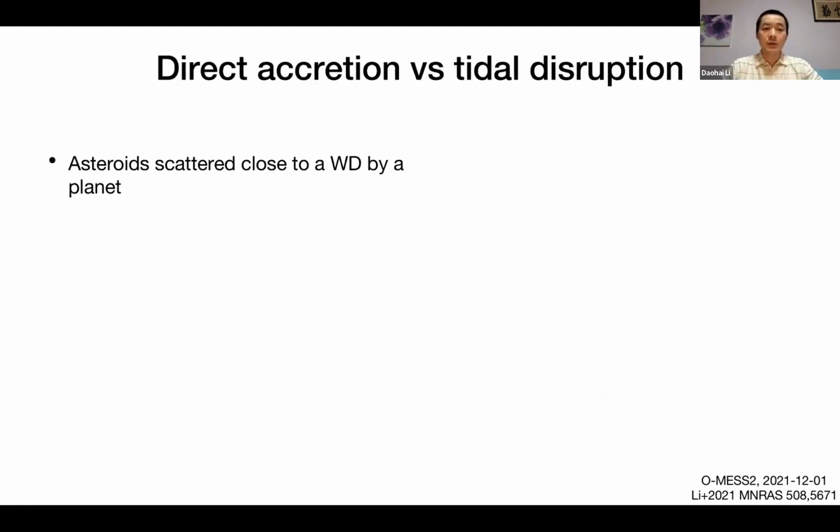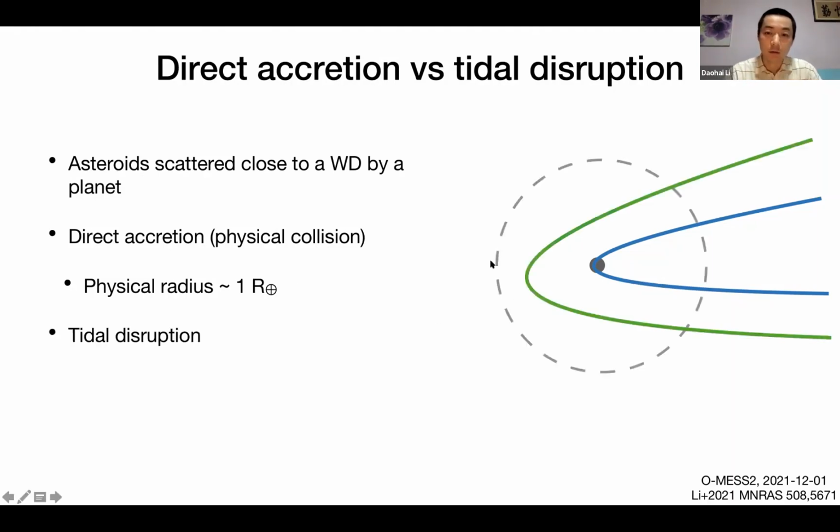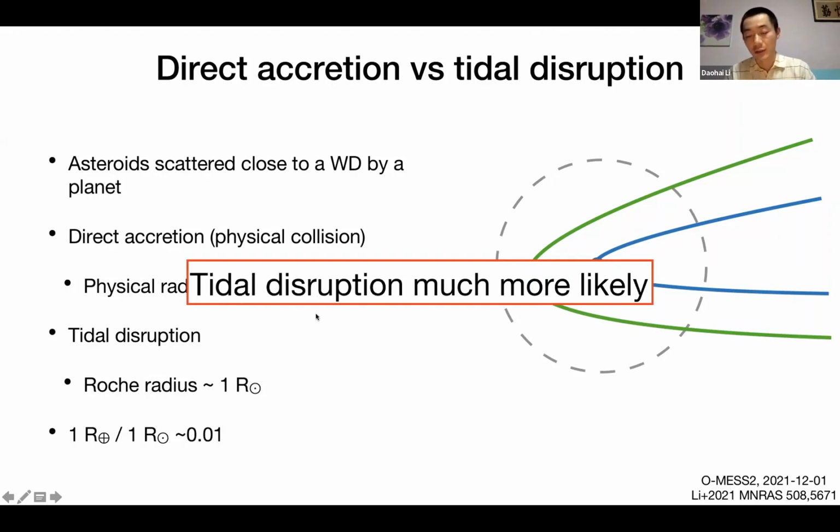Then when an asteroid is scattered close to a white dwarf, it may end up directly accreted by the white dwarf. This would mean that the pericenter of the asteroid has to be smaller than the physical radius of the white dwarf, which is about an Earth radius, or it can be tidally disrupted, and this only requires its pericenter to be smaller than the Roche radius of the white dwarf, which is roughly a solar radius. Apparently, an Earth radius is only 1% of the solar radius. This means that tidal disruption is much more likely.